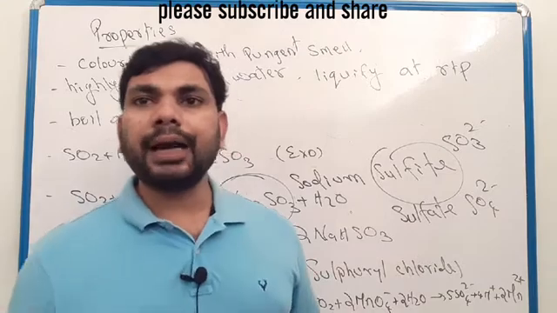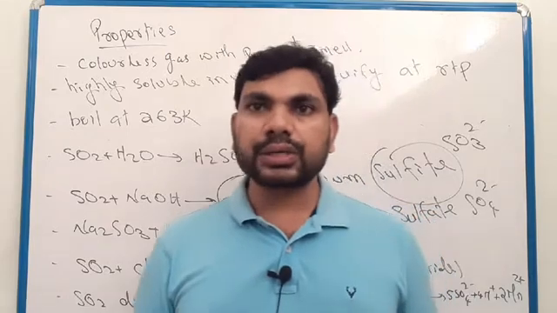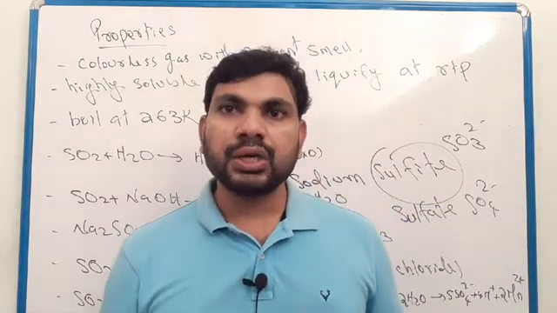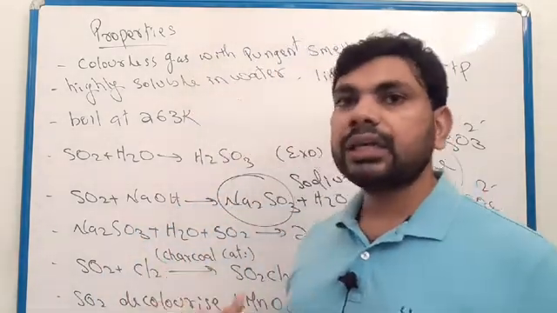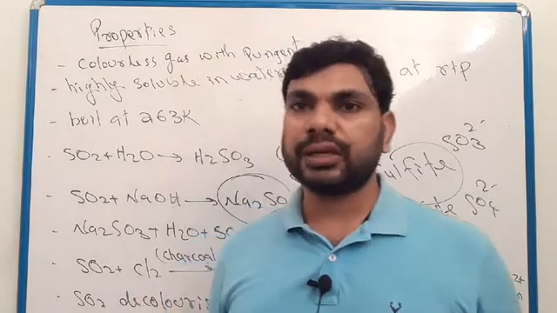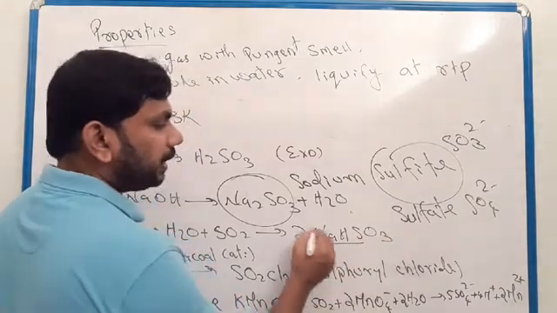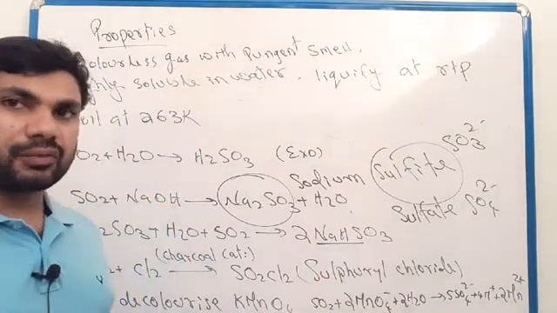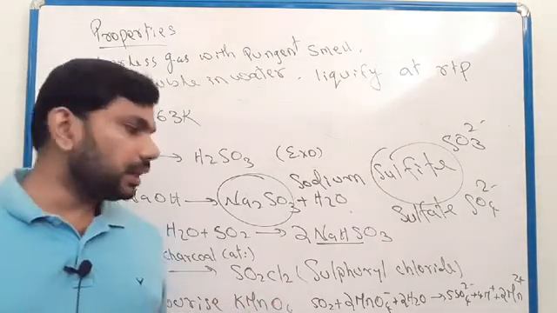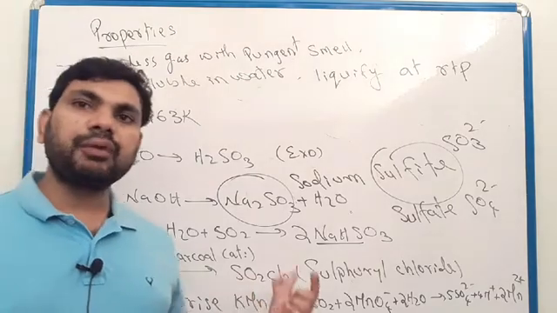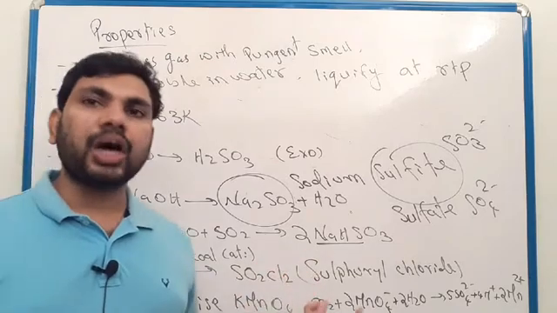Sodium hydroxide reacted with sulfur dioxide forms sodium sulfite. Sodium sulfite again reacts with sulfur dioxide in the presence of water and changes to sodium hydrogen sulfite, NaHSO3. Then sulfur dioxide reacted with chlorine forms SO2Cl2, sulfuryl chloride. This reaction is catalyzed by charcoal.